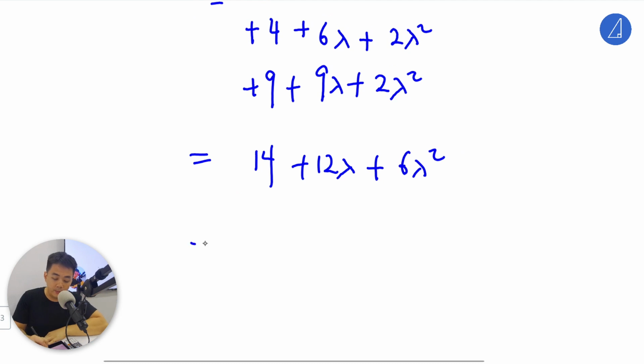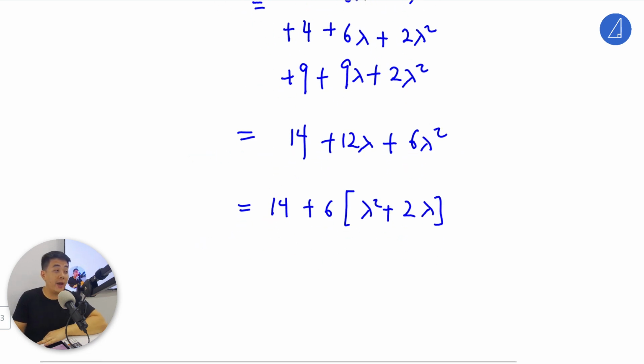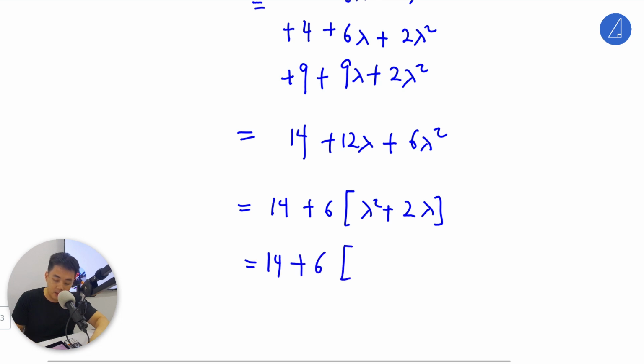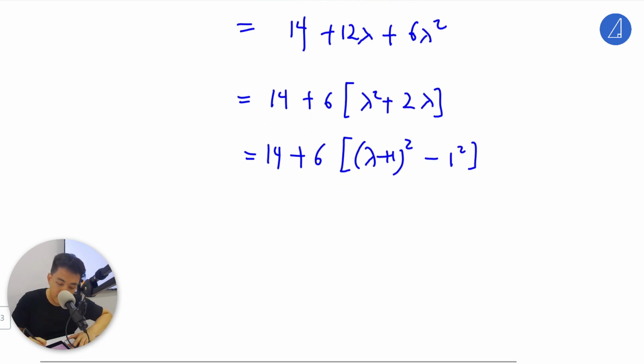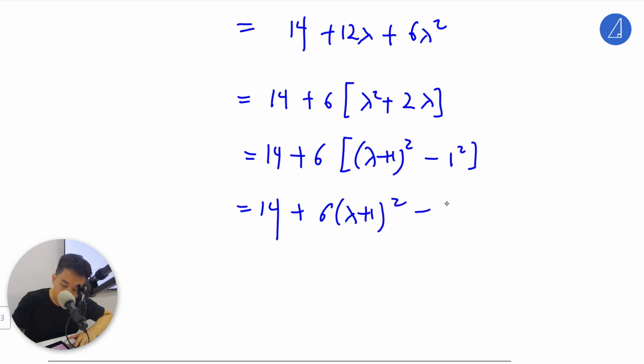What you do is, complete the square. Anything quadratic, you complete the square, best game. I think completing the square is easiest, at least for me. I mean, just practice completing the square. So lambda plus 1 square. You just want to show that it's always positive. So I think this one here will just be 14 plus 6 lambda plus 1 square minus 6. 14 minus 6 will be 8. So there you go. It's always positive.